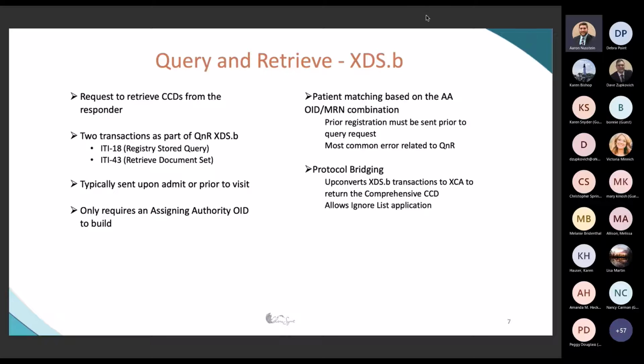And once we respond with a success or that there are documents available, you'll send out that 43, which essentially has that document list that we provided back to you, saying, hey, we want documents with these document IDs, and we will provide that back to you.